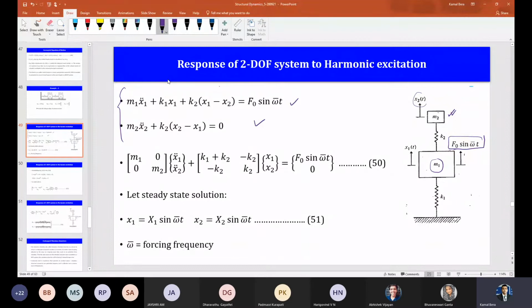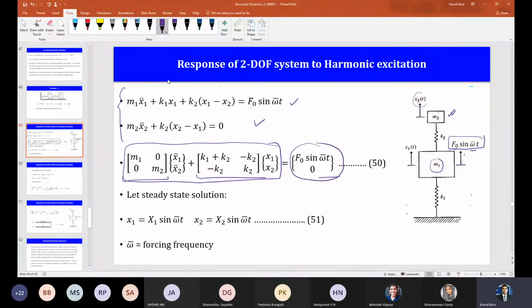and then I can write the two equations of motion. If I write these two equations in matrix form, I get this. This is my mass matrix, this is my stiffness matrix. This left hand part you have already done, right? That's a very simple thing. And the right hand part is additional. The force part is coming because the main mass m1 is subjected to this force.